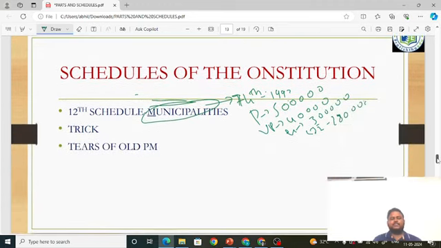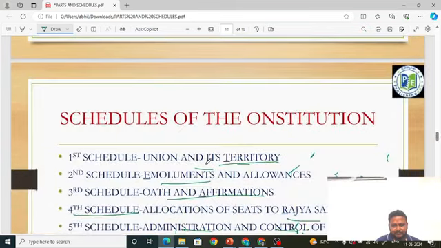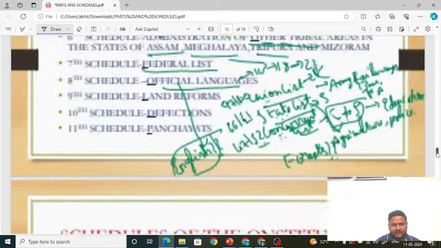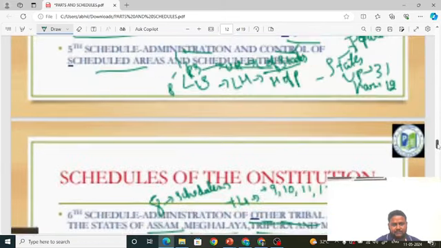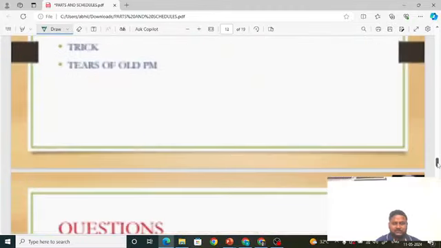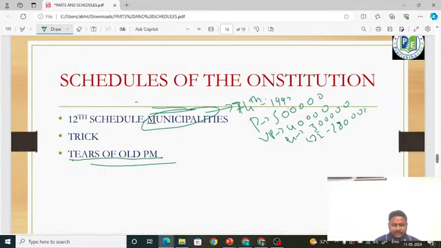So here is a trick: how do you remember the schedules of the Constitution? Friends, there is a very famous and very important trick, which is "Tears of Old PM". Pay attention to each letter. The first schedule, Union and its territory, is T for territory. E stands for emoluments and allowances.